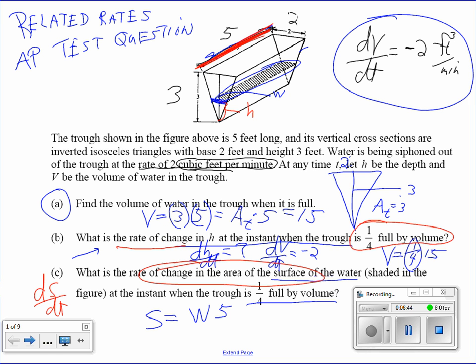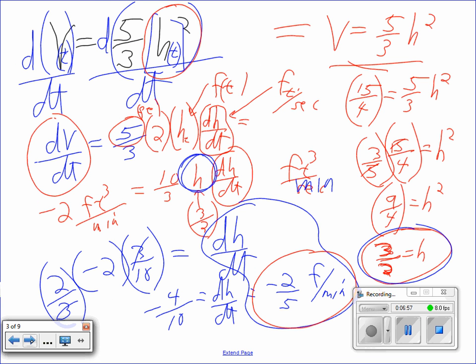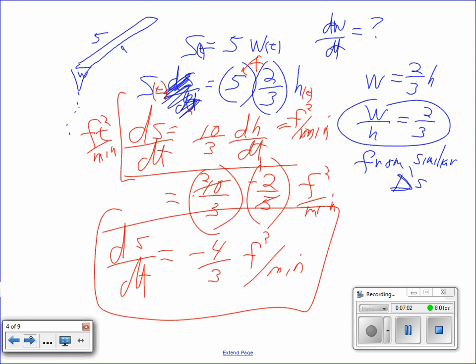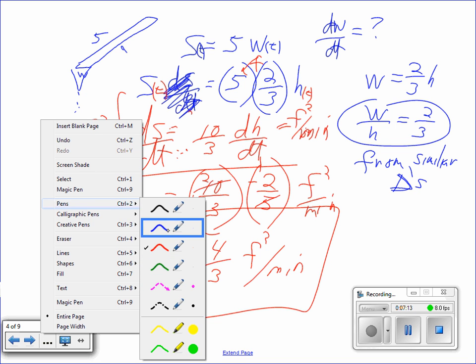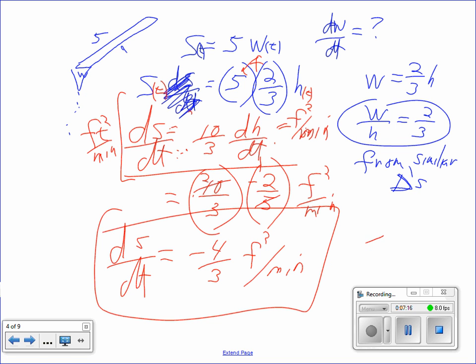So, now also, oh, wait a minute. At the instant when the trough is a quarter full by volume. Quarter full by volume. You know, it turns out I don't think we needed that, did we? Let's continue this. It says dS/dt was basically equal to 10 thirds dH/dt. We didn't need to know what h was, okay? The only thing we needed here was to know what dH/dt was, and there's your final answer.